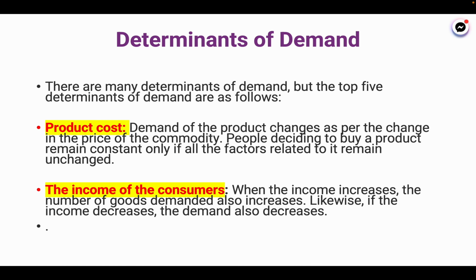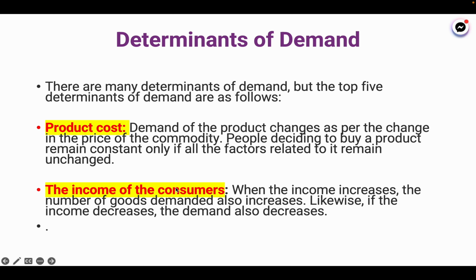So at last point we are here on determinants of demand. There are many determinants of demand, but the top 5 determinants of demand are as follows, which we are going to discuss. First is product cost. Demand of a product changes as per the change in the price of the commodity. People's decision to buy a product remains constant only if all the factors related to it remain unchanged. So product cost matters a lot for demand.